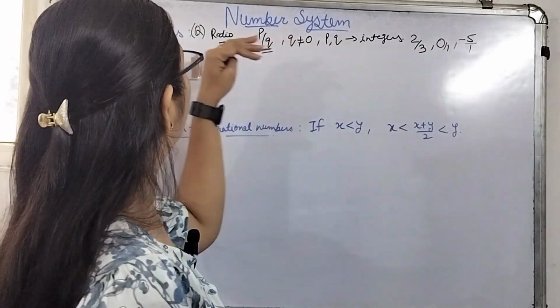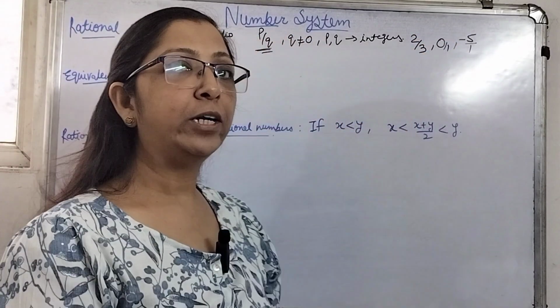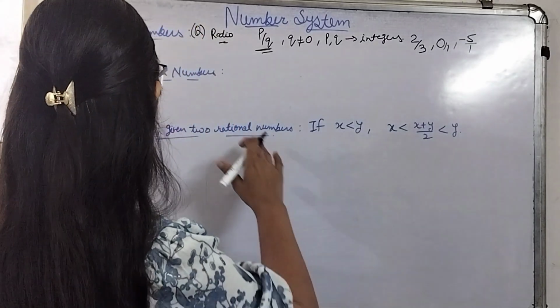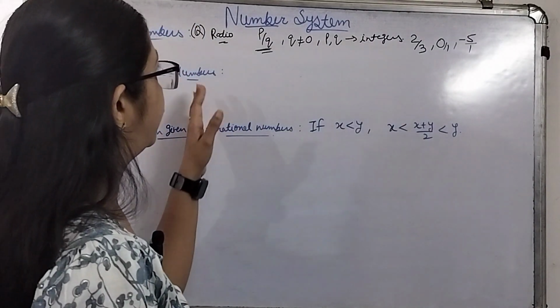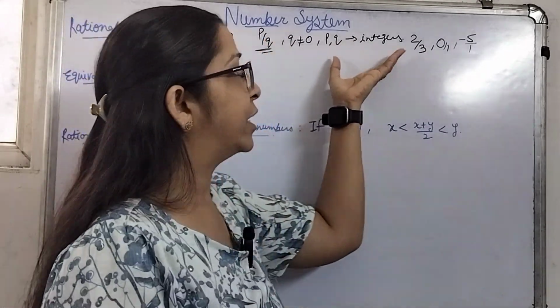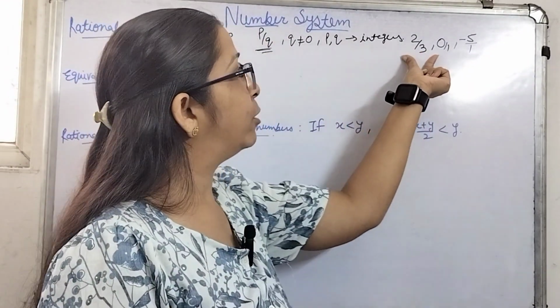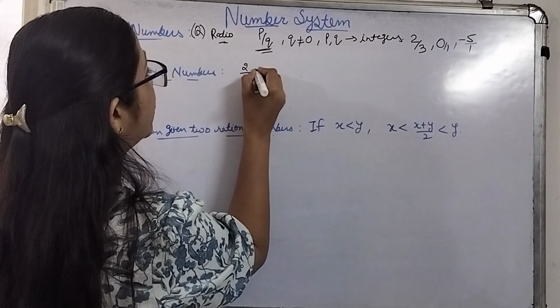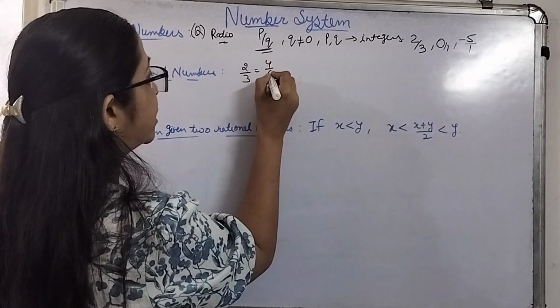So that's the reason all the rational numbers are not natural, not whole, and not integers. Now, what are equivalent rational numbers? See, rational numbers are not unique. Like if I am talking about 2 upon 3, 2 upon 3 is equivalent to 4 upon 6 also.